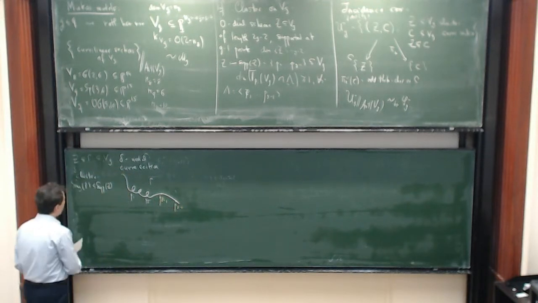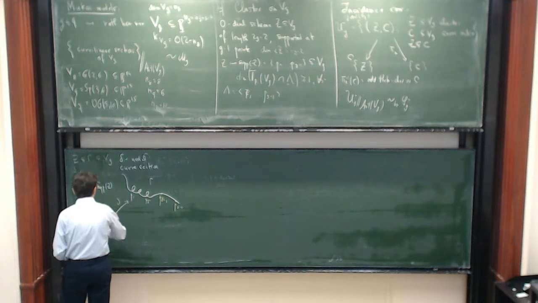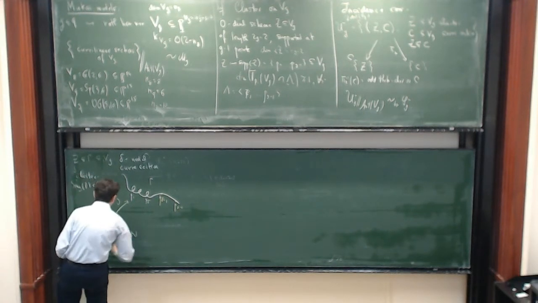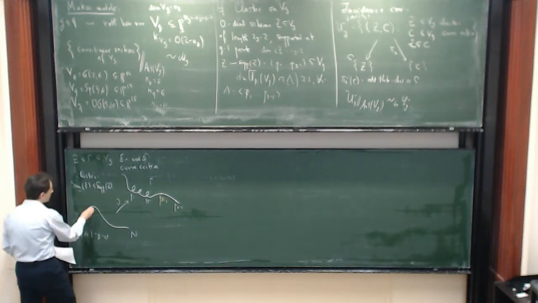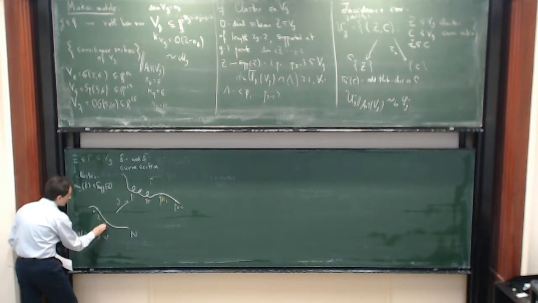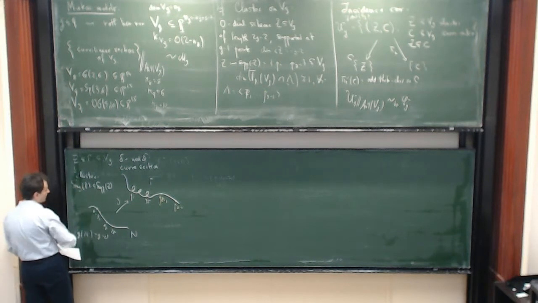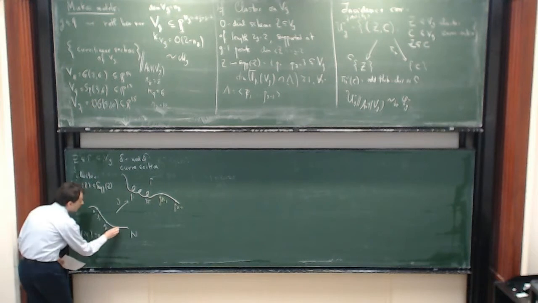And then, of course, I can normalize this curve. And then I get the normalization, and this will be a curve of genus, in general, g minus delta. And then I have the inverse images of the nodes, x1, y1, up to x delta, y delta. So these are the inverse images of the nodes, and, of course, the other points, P delta plus 1 up to P g minus 1.